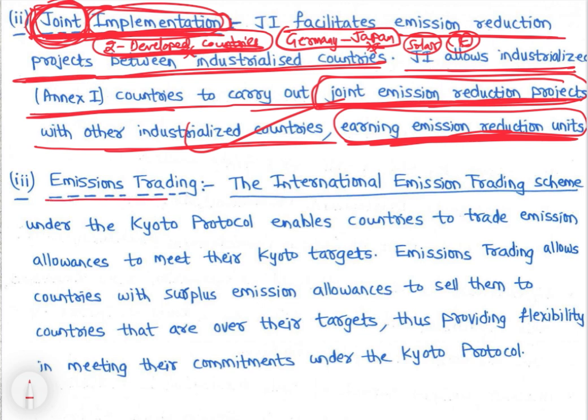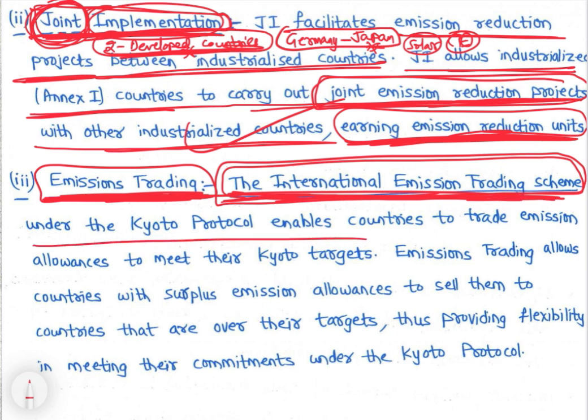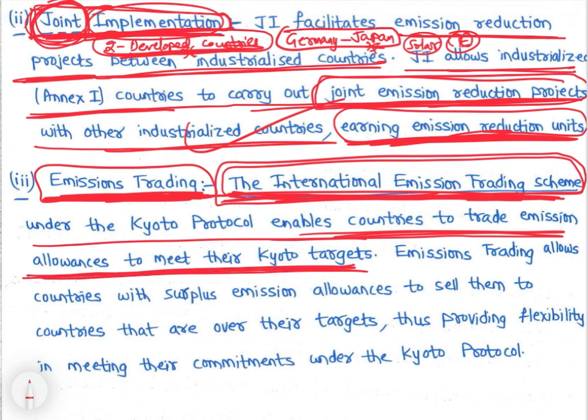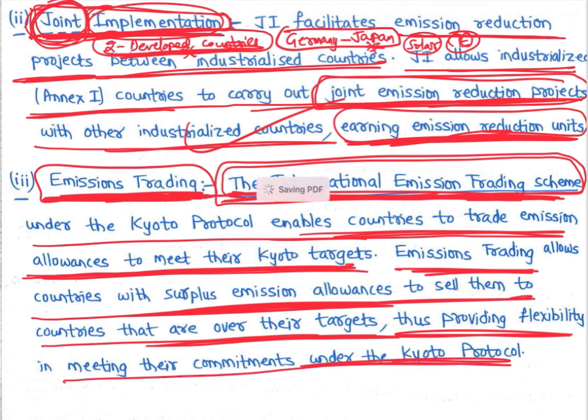The next is emissions trading, that is the international emission trading scheme, right? Under the Kyoto Protocol, the international emission trading scheme enables countries to trade emission allowances to meet their Kyoto Protocol targets. So emission trading allows countries with surplus emission allowances to sell them to countries that are over their targets, thus providing flexibility in meeting their commitments under the Kyoto Protocol.